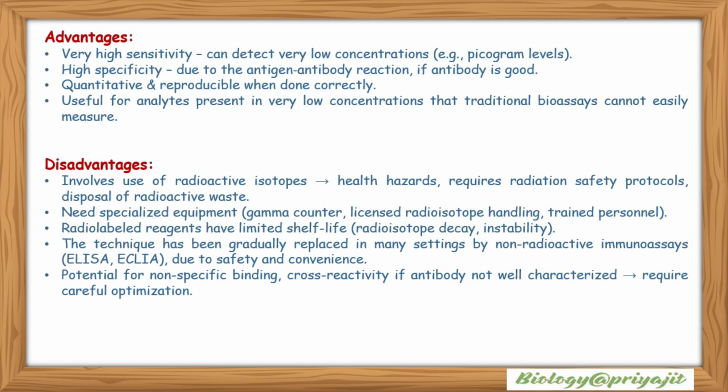Disadvantages: involves use of radioactive isotopes, health hazards, requires radiation safety protocols, disposal of radioactive waste, needs specialized equipment like a gamma counter, licensed radioisotope handling, and trained personnel. Radiolabeled reagents have limited shelf life due to radioisotope decay or instability. The technique has been gradually replaced in many settings by non-radioactive immunoassays like ELISA or ECLIA due to safety and convenience. Potential for non-specific binding and cross-reactivity. If antibodies are not well characterized, it requires careful optimization.